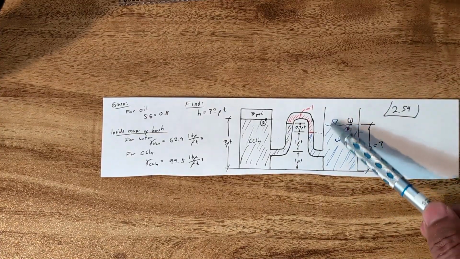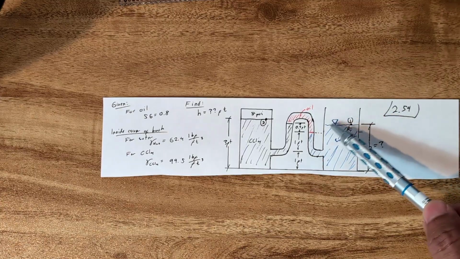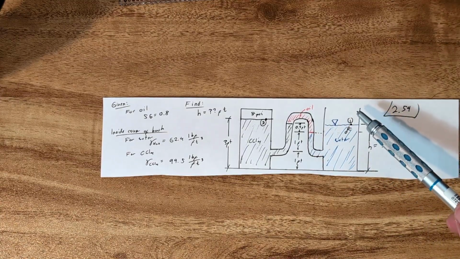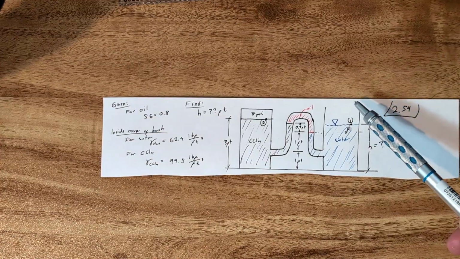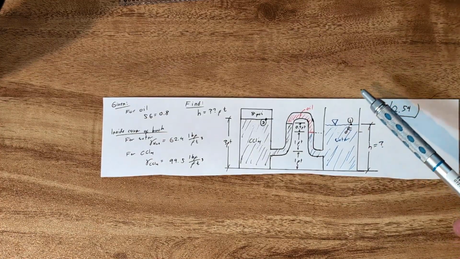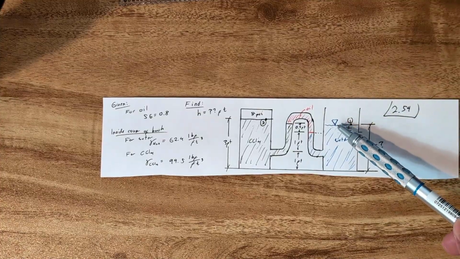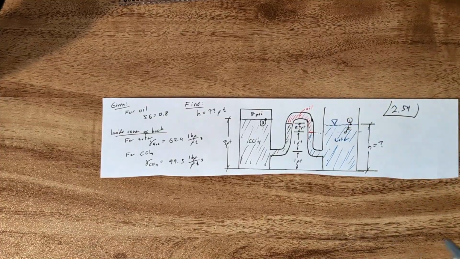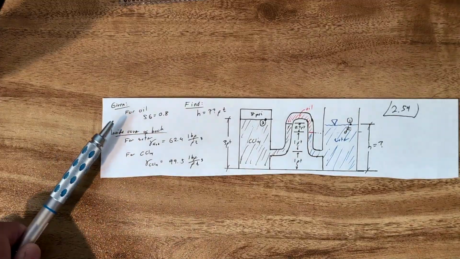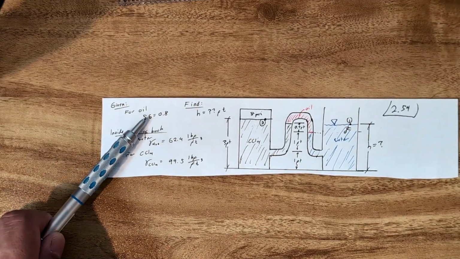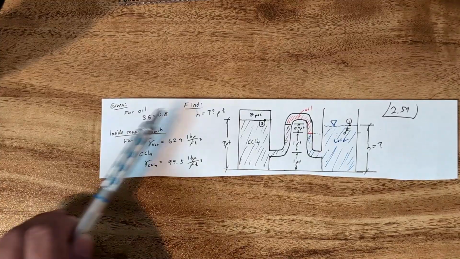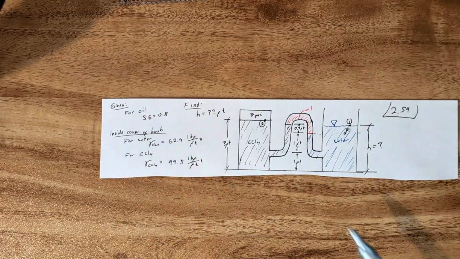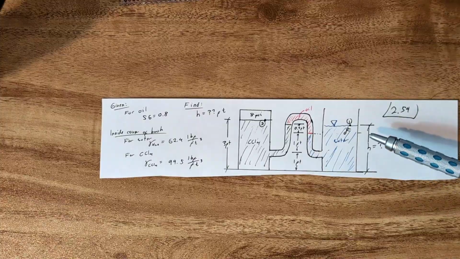Remember this upside down triangle denotes that it's open to atmospheric air. So in terms of PATM, it's 14.7 psi, but in terms of gauge pressure, this is going to be 0. We are given the specific gravity for the oil, which is in red over here, is 0.8, and we want to find the height of this column of water.